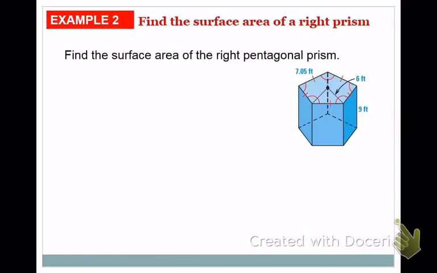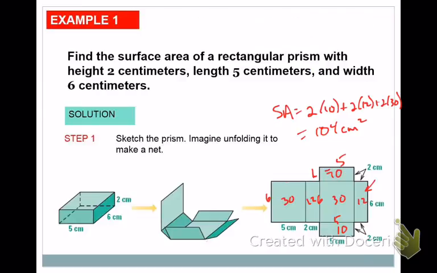If I want to find the surface area of this right pentagonal prism, then I would have basically 7 faces that I have to find the area of now, and then add all those up. What I can do instead is develop a little bit more of a direct formula. Okay? Here's how I'm going to do that.